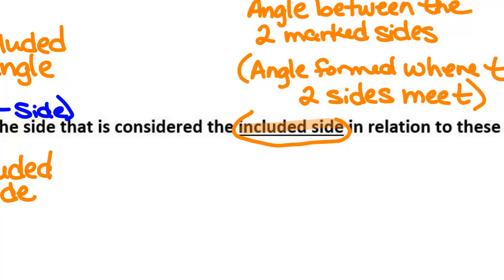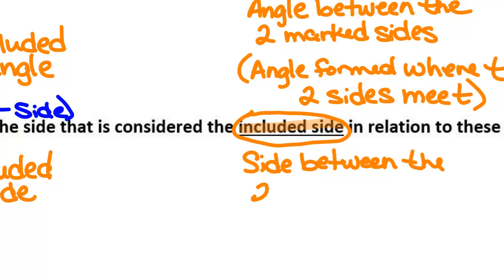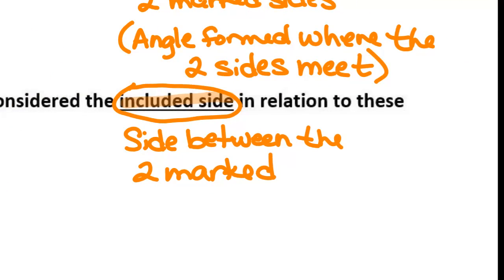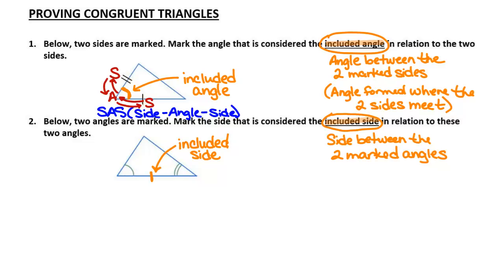The included side is the side between the two marked angles. The side between the two marked angles.